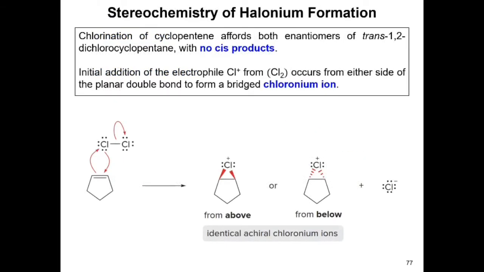So before we look at some examples here, let's first take a look at the stereochemistry of halonium formation. So here we have the chlorination of cyclopentene, which results in formation of 2 enantiomers of trans-1,2-dichlorocyclopentane with 0 cis products. To explain this, we have to look at the reaction mechanism of this process. So the first step in this reaction is the formation of the halonium ion. In this case, we have a chloronium ion. These 2 chloronium ions are actually identical, because if you were to flip one of them about 180 degrees, you get the same exact ion.